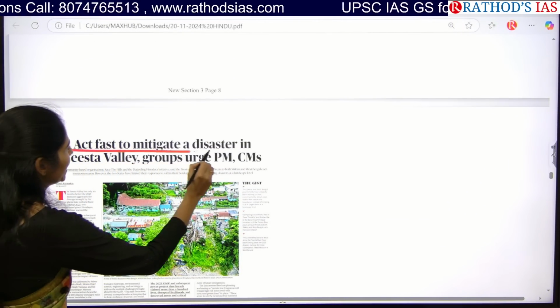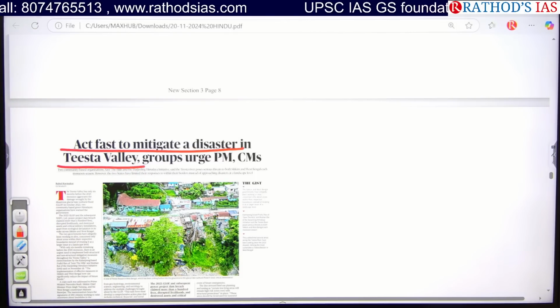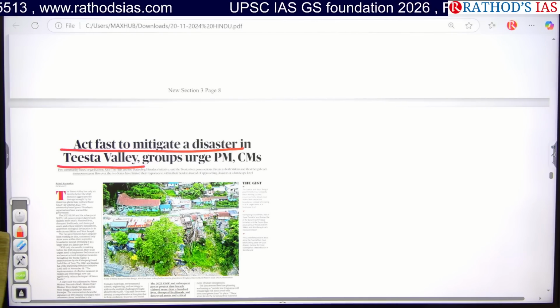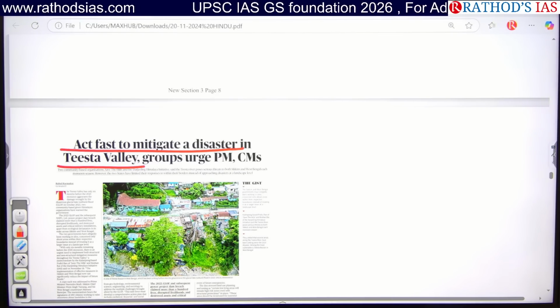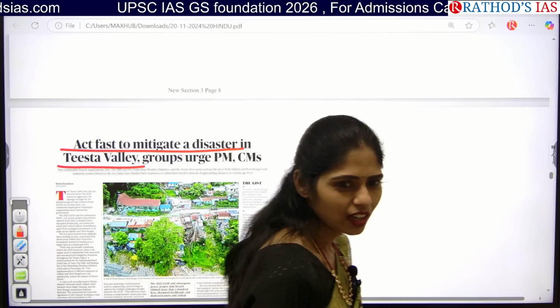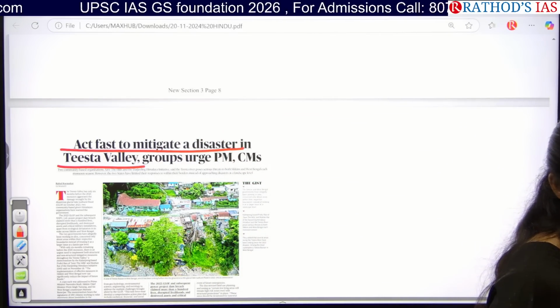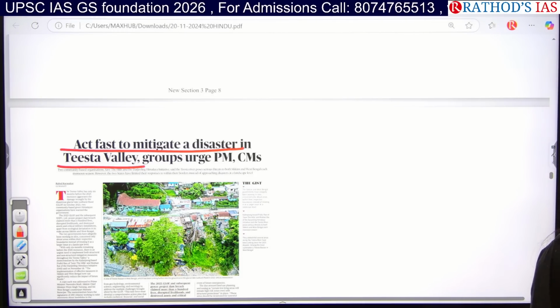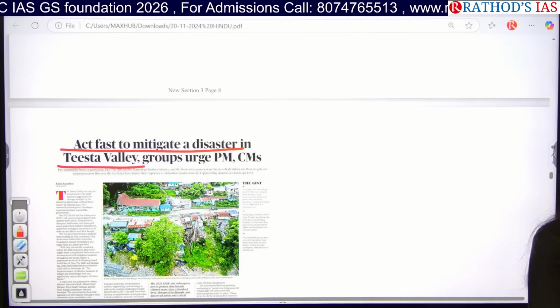Act fast to mitigate a disaster in Teesta Valley. Groups urge PM, CM. So what is this keyword? Teesta Valley. So where is this river Teesta located? Teesta is located in India only, but in which states is it flowing? Okay, so what do you know about this Teesta river?